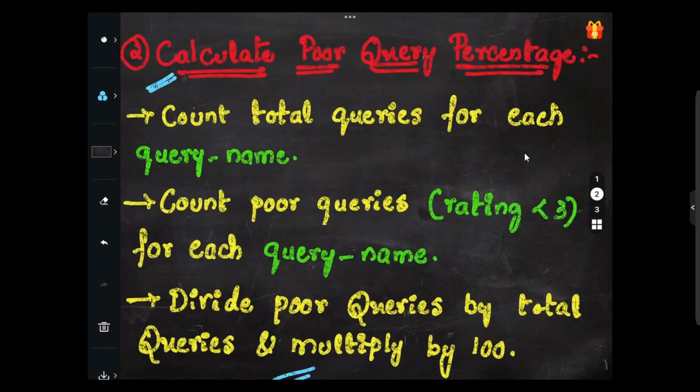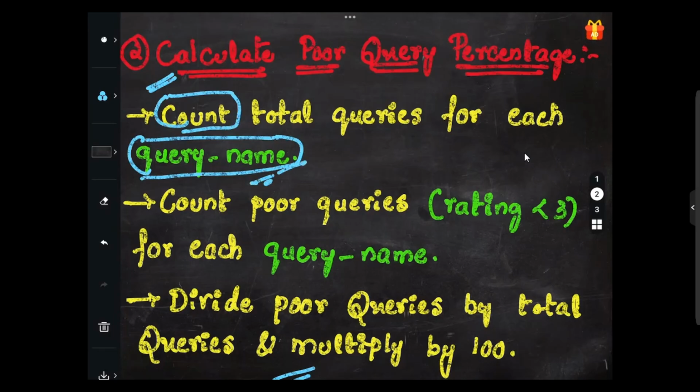So here we will count total queries for each query name. So we'll go with the count keyword. You would have already thought about this one. For each query name we have to count the total queries, accordingly with the formula we have to go, right? So for each query name, if you remember, we had dog 3 times and cat query name.